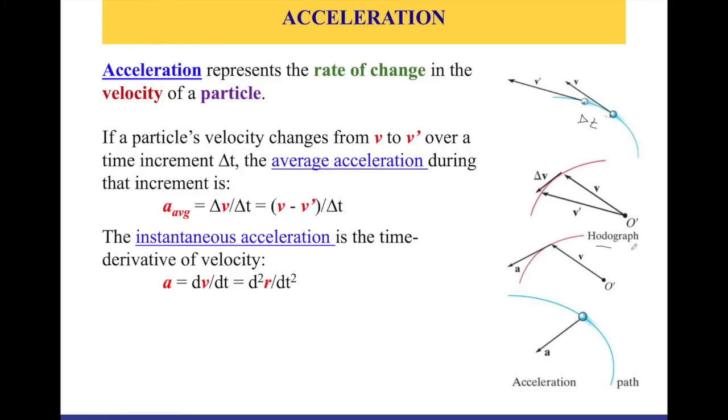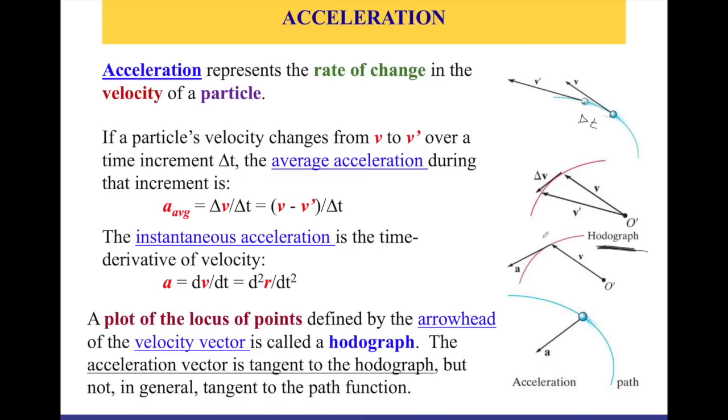This is called the hodograph representation, and the direction of the change of velocity is the direction of the acceleration. So keep in mind, this is how we do this. You have two velocity vectors, you move them to start from a new origin, and the difference between them is the direction of your acceleration. This is a plot of the locus of points of the velocities, defined by the arrowheads of the velocity vectors, and it's called the hodograph.